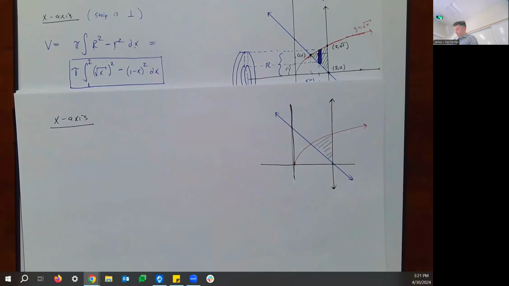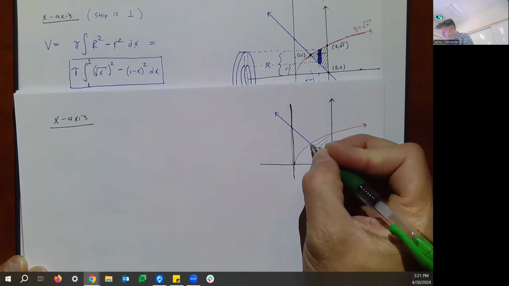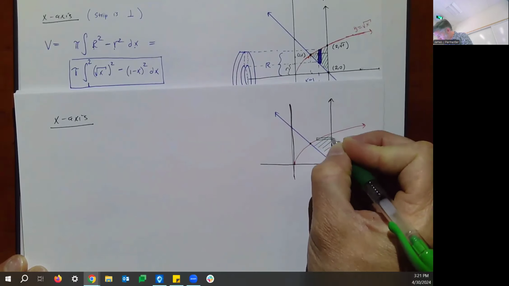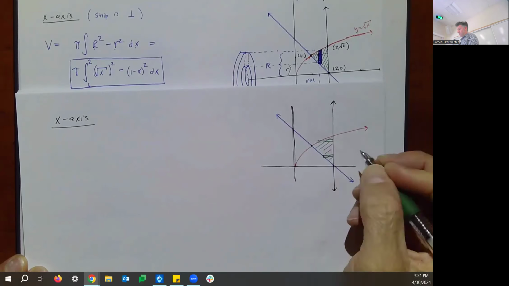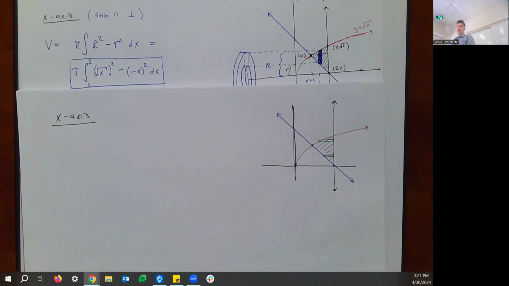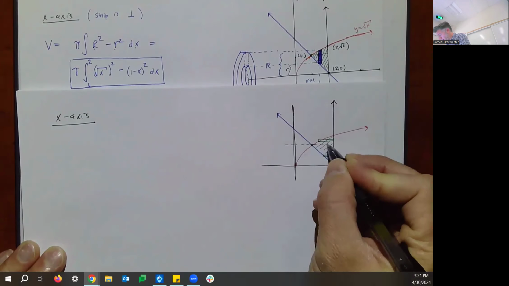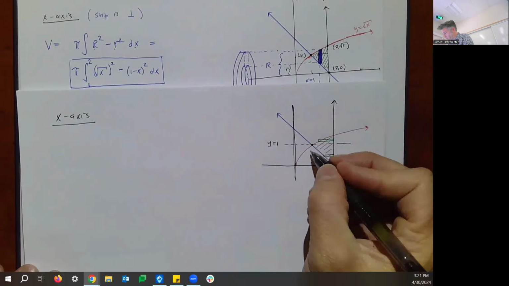And now we're going to use a horizontal strip. Well, I said we're going to use 2 different horizontal strips. And this is actually the reason why I decided to do it the other way. So I'm using a horizontal strip there, and then I'm using a horizontal strip there. If we're going around the x-axis, I'm going to observe that my strip is parallel to my axis of rotation, meaning I'm going to have to use the shell method. So we're going to have a breakpoint here at y equals 1. That point there is 1, 1.